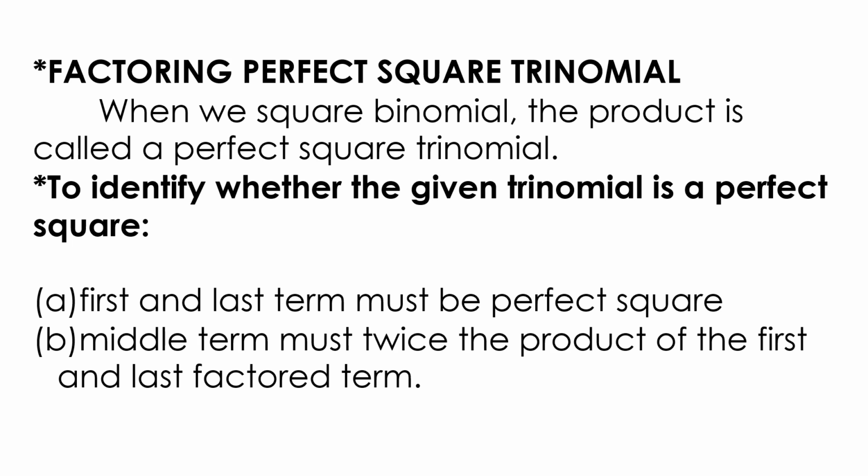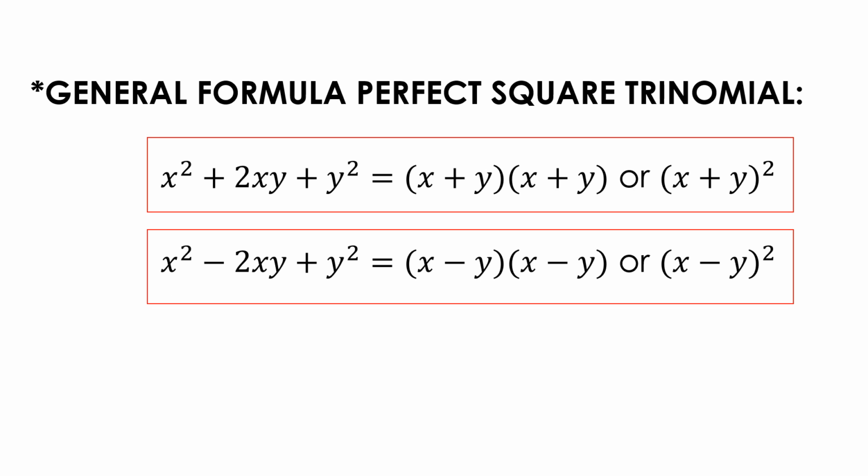The middle term must be twice the product of the first and the last factored term. So take note of this, that the middle term is twice the product of the first and the last factored term. Okay, let's have another example for that. First, we have the general formula of a perfect square trinomial. So take note of this formula because we will be using this to factor a perfect square trinomial.